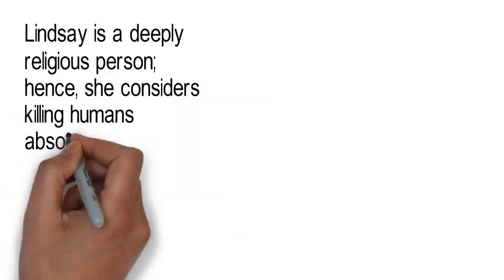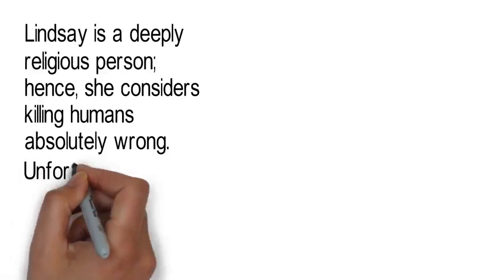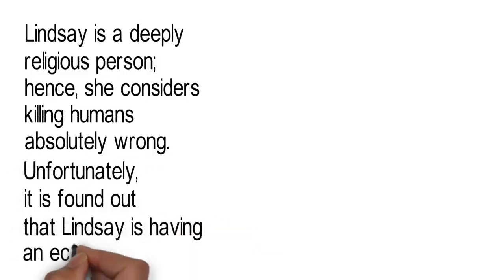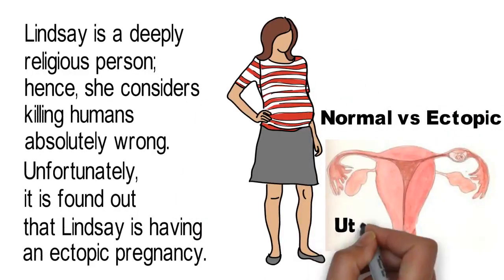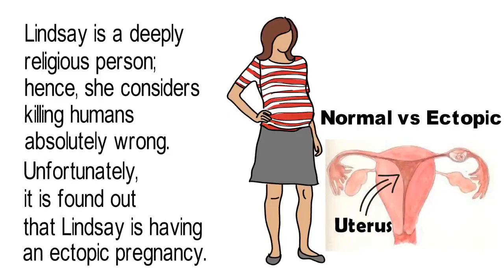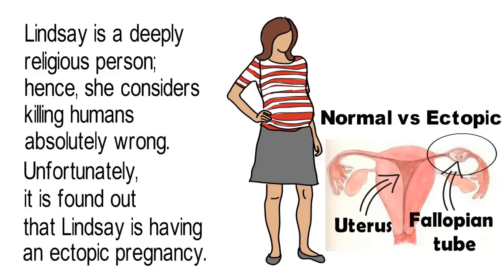Lindsay is a deeply religious person, hence she considers killing humans absolutely wrong. Unfortunately, it is found out that Lindsay is having an ectopic pregnancy. As is well known, an ectopic pregnancy is a type of pregnancy that occurs outside the uterus, most commonly in the fallopian tubes. In other words, in ectopic pregnancy, the fetus does not develop in the uterus. Now, if this happens, the development of the fetus will definitely endanger the mother. Thus, if Lindsay continues with her pregnancy, then there is a big possibility that she will die.